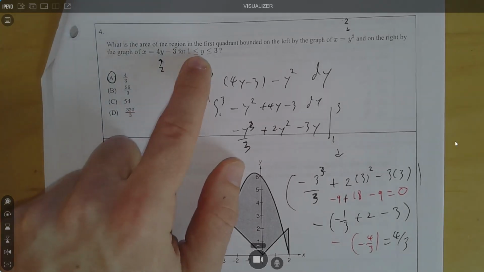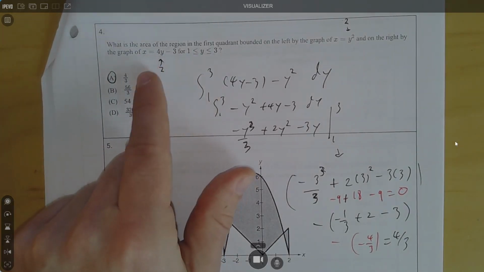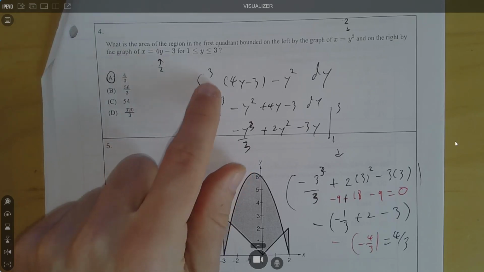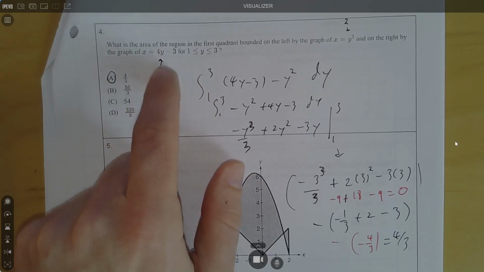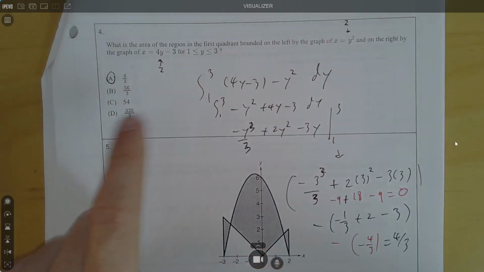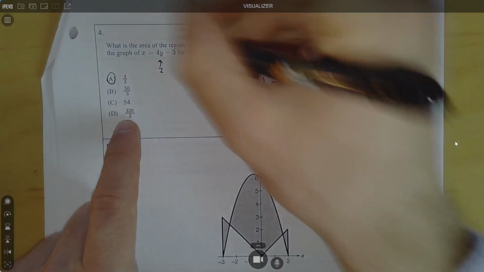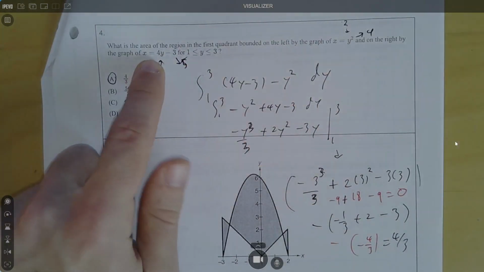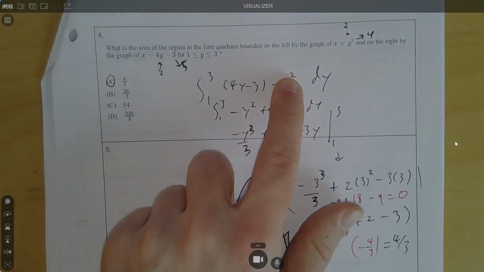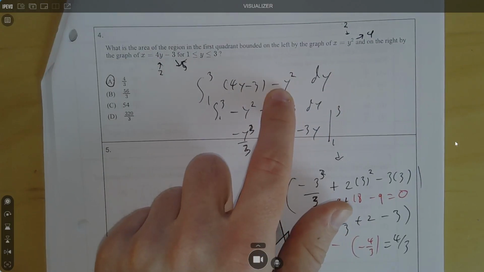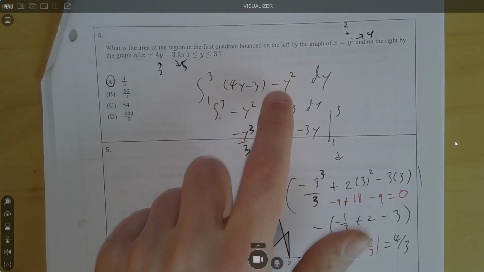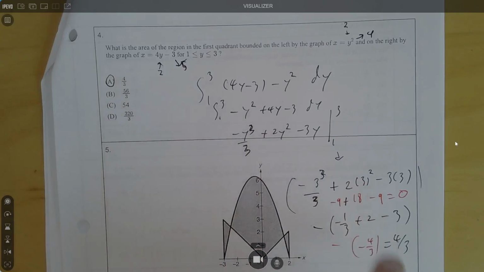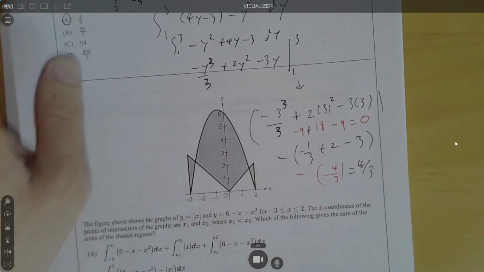It gave me my bounds here, 1 and 3. I figured out which one was on top and which one on the bottom by plugging in a 2, which is between these two numbers. So I just plugged in a 2 here, I got a 5. I plugged in a 2 here, I got a 4. Right? So I knew that this one was further to the right. So that one came first, minus the smaller one, right minus left, and then just simplified, integrated, plugged in the numbers, done. Okay.